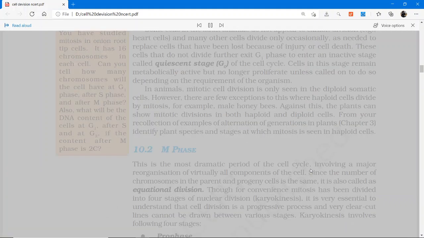You have studied mitosis in onion root tip cells. It has 16 chromosomes in each cell. Can you tell how many chromosomes will the cell have at G1 phase, after S phase, and after M phase? Also, what will be the DNA content of the cells at G1, after S and at G2, if the content after M phase is 2C?